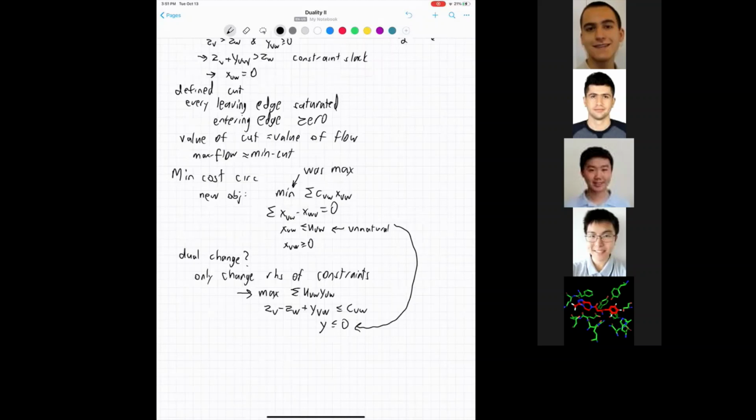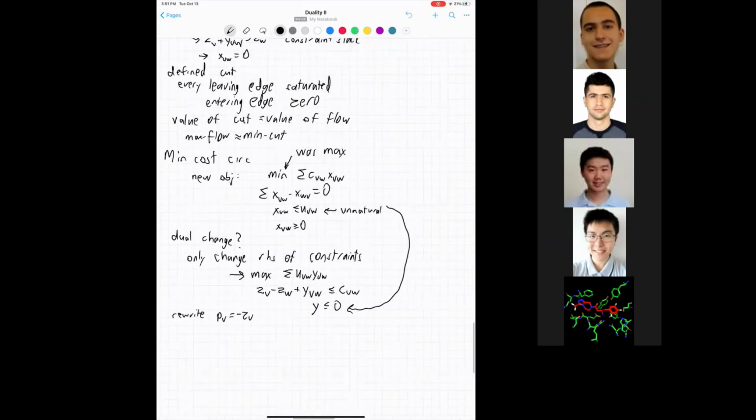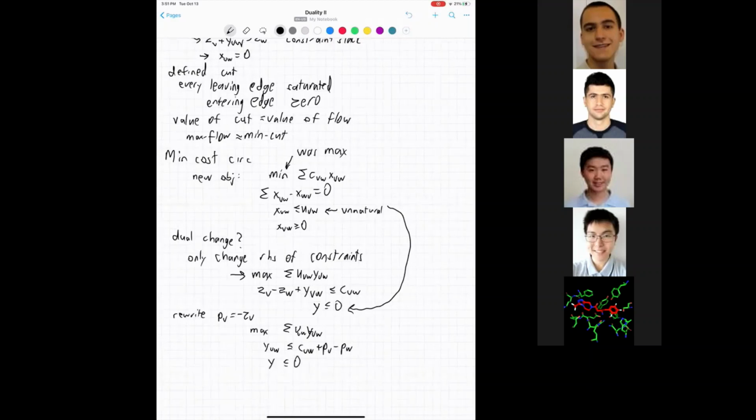So now I'm going to rewrite or change variables, PV as minus ZV. And that lets me rewrite the linear program as maximizing the sum of UVW, YVW, subject to the constraint that YVW has to be less than or equal to CVW plus PV minus PW. And also that Y is less than or equal to 0.